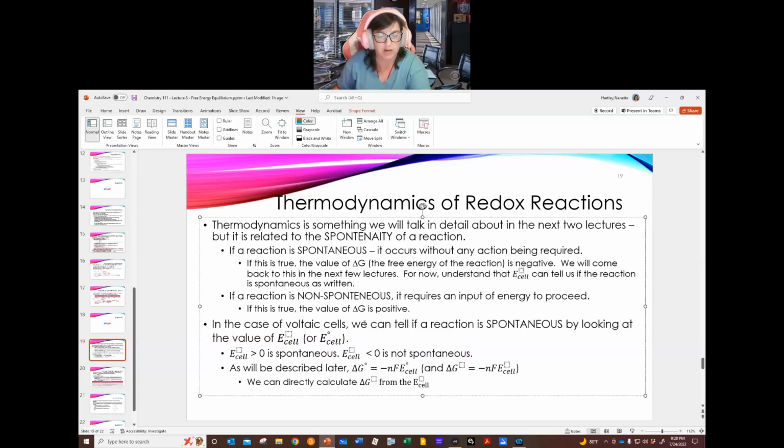In the case of voltaic cells, we can tell if a reaction is spontaneous by looking at the value of E cell or E naught cell. If E cell is greater than 0, it's spontaneous. If it's less than 0, it's not spontaneous. As we'll describe later, delta G naught is equal to minus nF E naught cell, and delta G equals minus nF E cell. So we can directly calculate the spontaneity, the free energy associated with this, from the E of the cell. Like I said, we will come back to this in detail in a few slides.